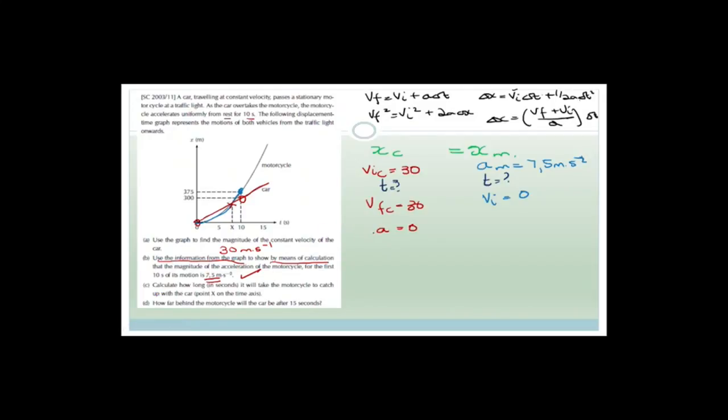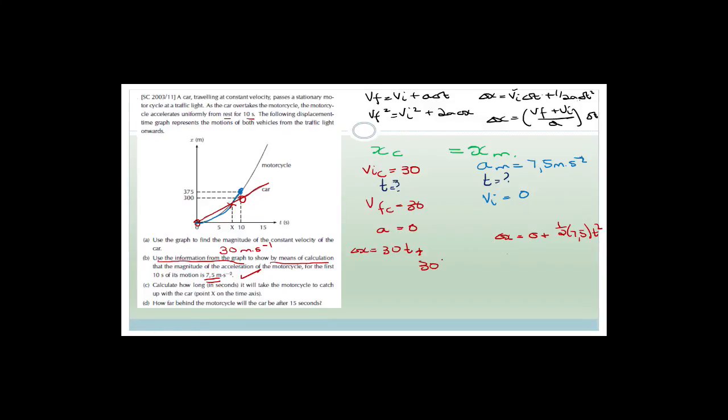So for the car, we're going to say, delta X is equal to the initial velocity of 30 multiplied by the time plus zero, okay, because there's no acceleration, so that's it. For this one, delta X is equal to VI, which we don't have, so 0 plus a half times an acceleration of 7.5 times t squared. Therefore, we can say that we've got two delta X's that are the same because they have to have traveled the same distance over t.